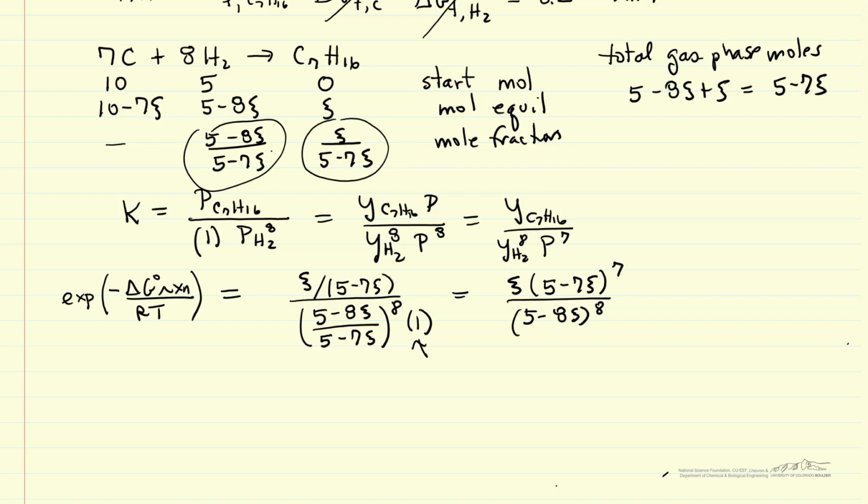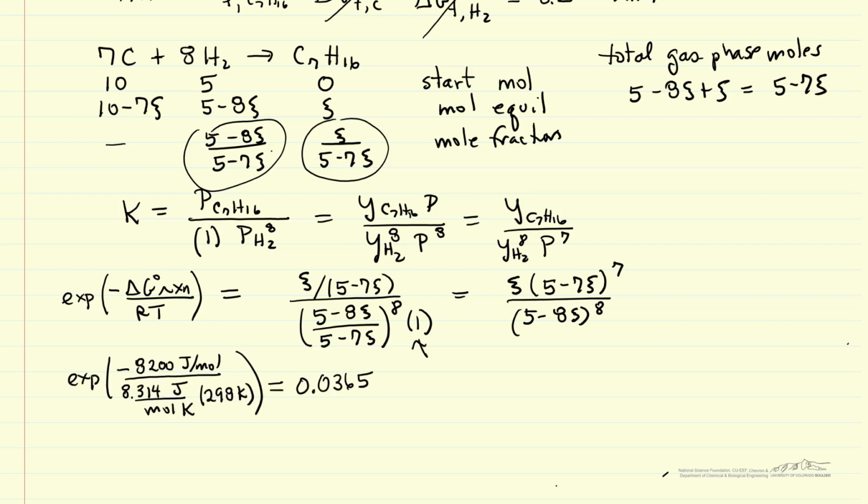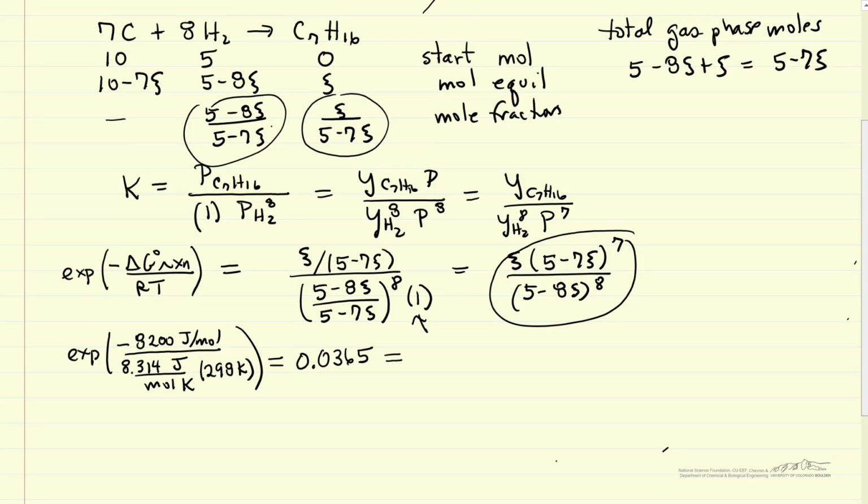So let me calculate the equilibrium constant. I converted delta G to joules instead of kilojoules, and used absolute temperature for 25 degrees C. I get this equilibrium constant, which is equal to the right side of the equation here. So this is a nonlinear equation. What I'm going to do to solve it is use a Polymath program and solve it in Polymath.